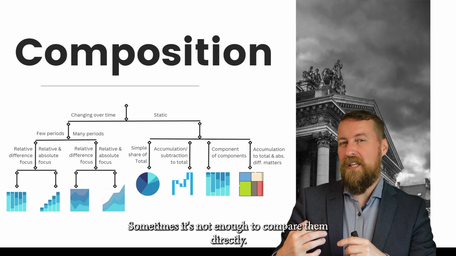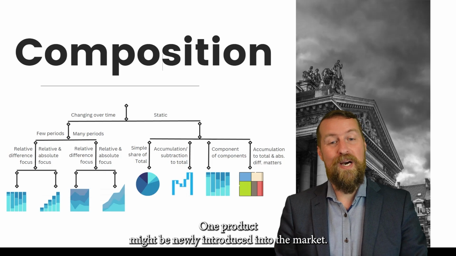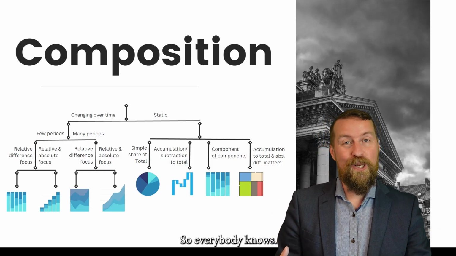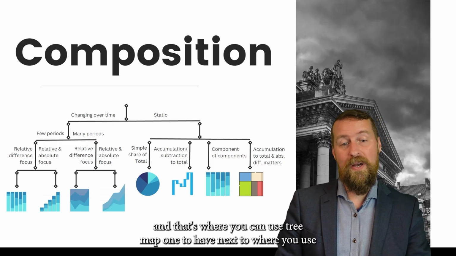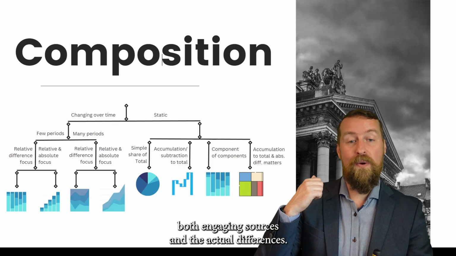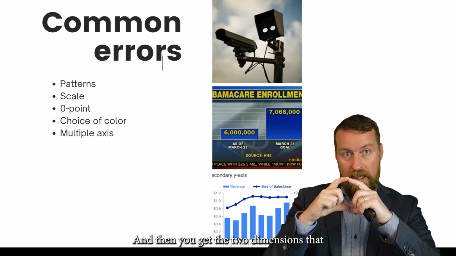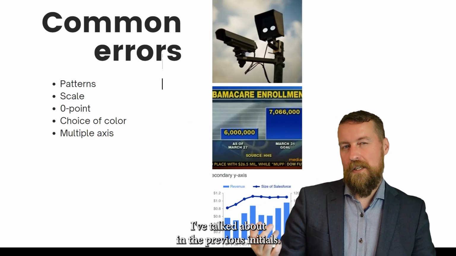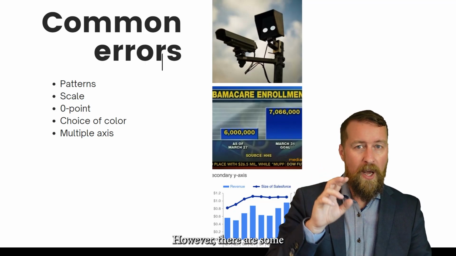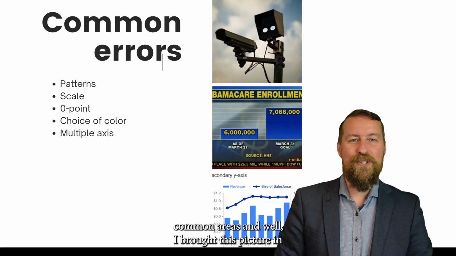Sometimes it's not enough to compare them directly. One product might be newly introduced into the market, another one is in the late years, so everybody knows it, so you don't need to do so much marketing about it. That's where you can use the tree map, the one I have next to it, where you use both the accumulation to totals and the absolute differences, and then you get the 2 dimensions as I've talked about in one of the previous visuals.